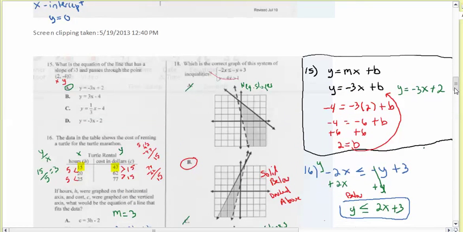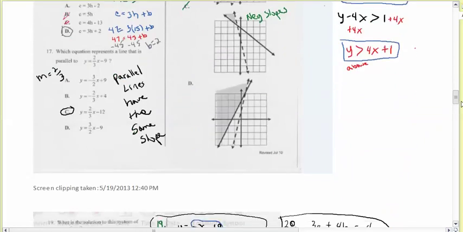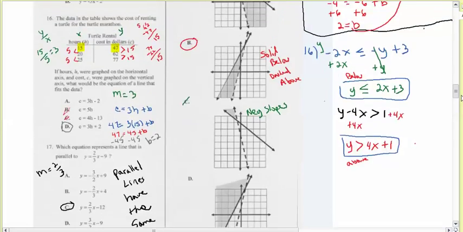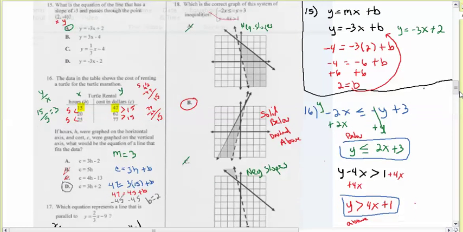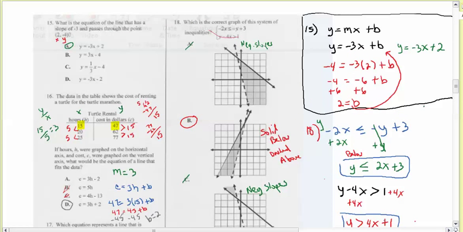Go back up to 18. Okay, I am looking. I need to go through, and let's go see. Oh, sorry. Alright, let me see. Let me find one. Okay, so what happened was I just misnumbered. This is the work for number 18.